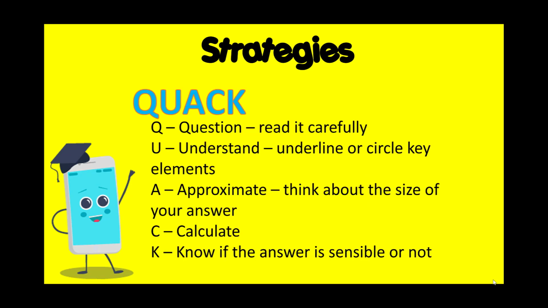There's QUACK. First look at the question, read it carefully. Then we need to understand by underlining or circling key elements. Approximate. So think about the size of your answers. That's giving it a bit of a rough guess. C is calculate. So actually going to carry out the calculation. And then K is to know if the answer is sensible or not. So thinking about your answer and thinking whether that would make sense or not.